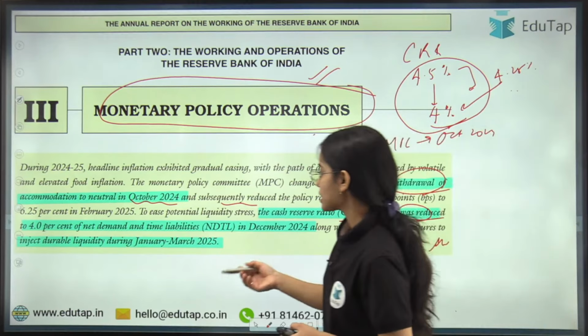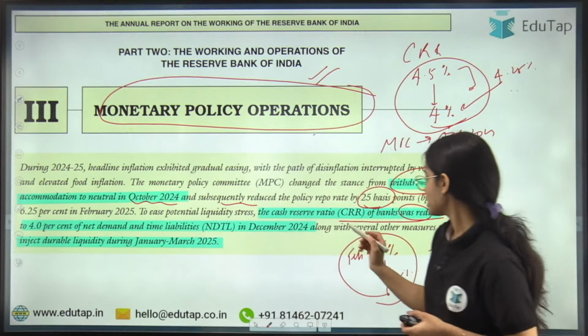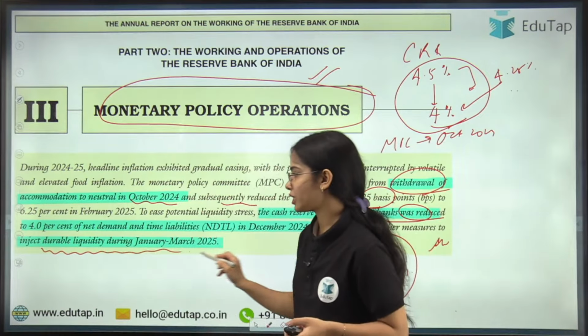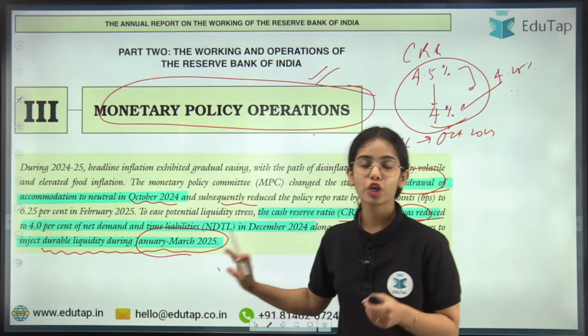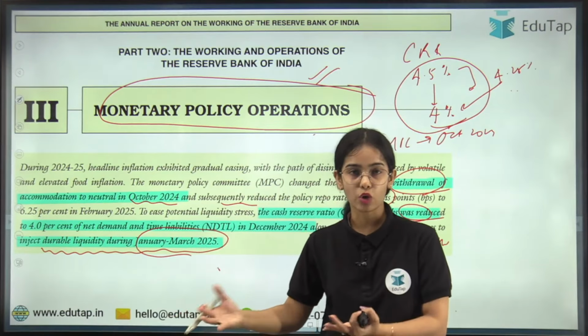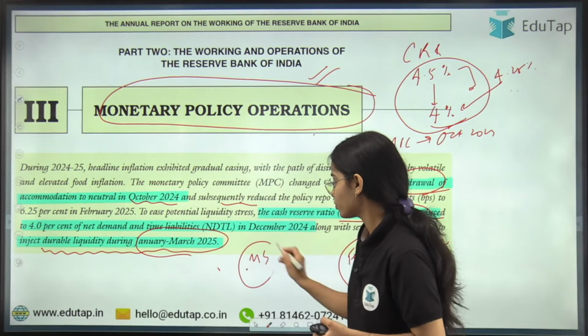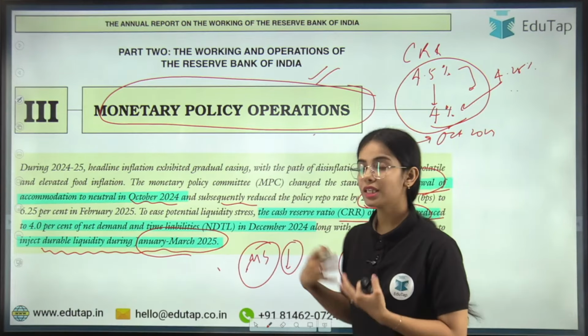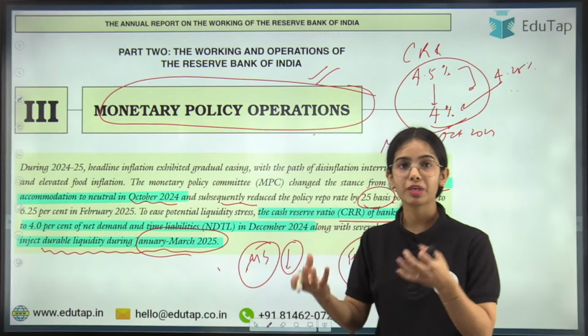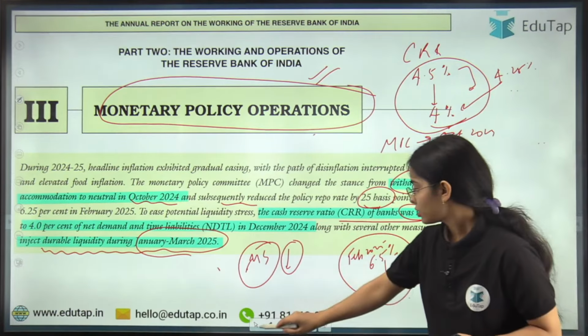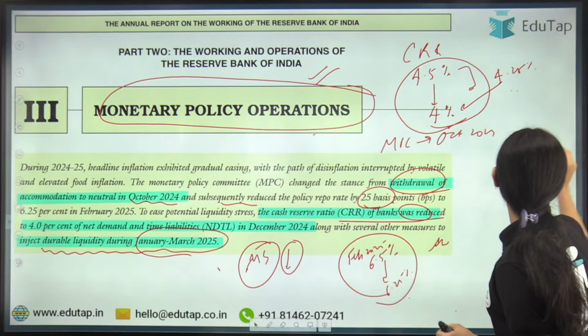So the idea was to inject durable liquidity during January-March 2025. To provide liquidity in the economy, because liquidity was in deficit and the money supply was less in our country, the RBI reduced the CRR from 4.5% to 4%.